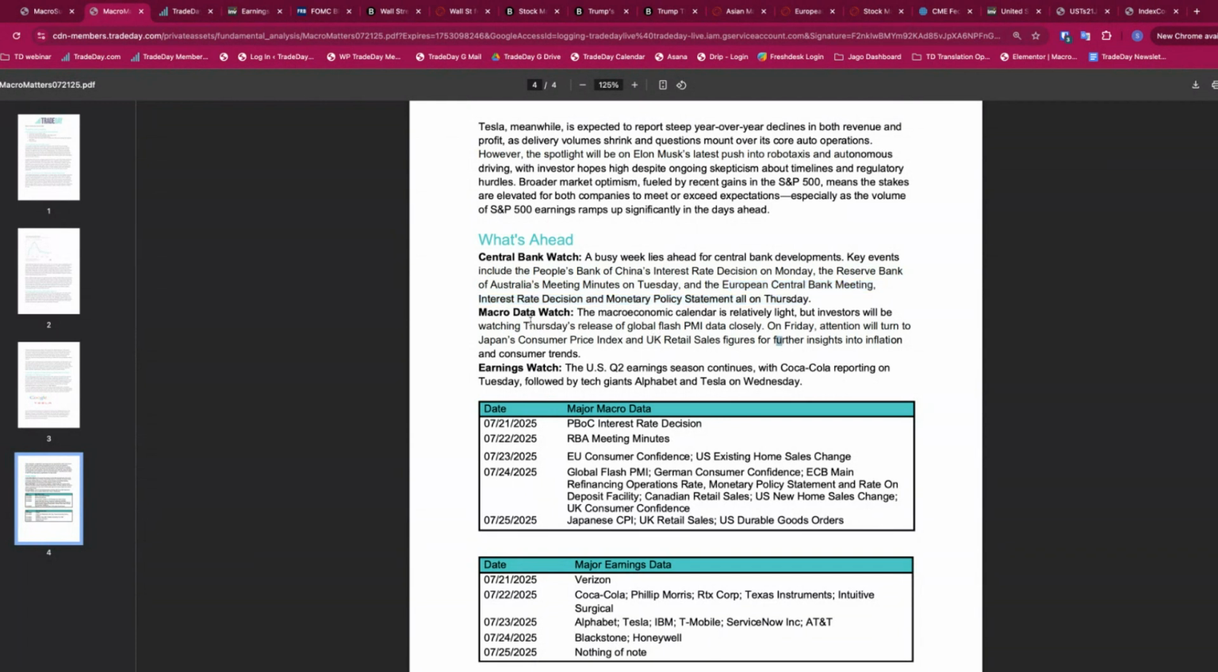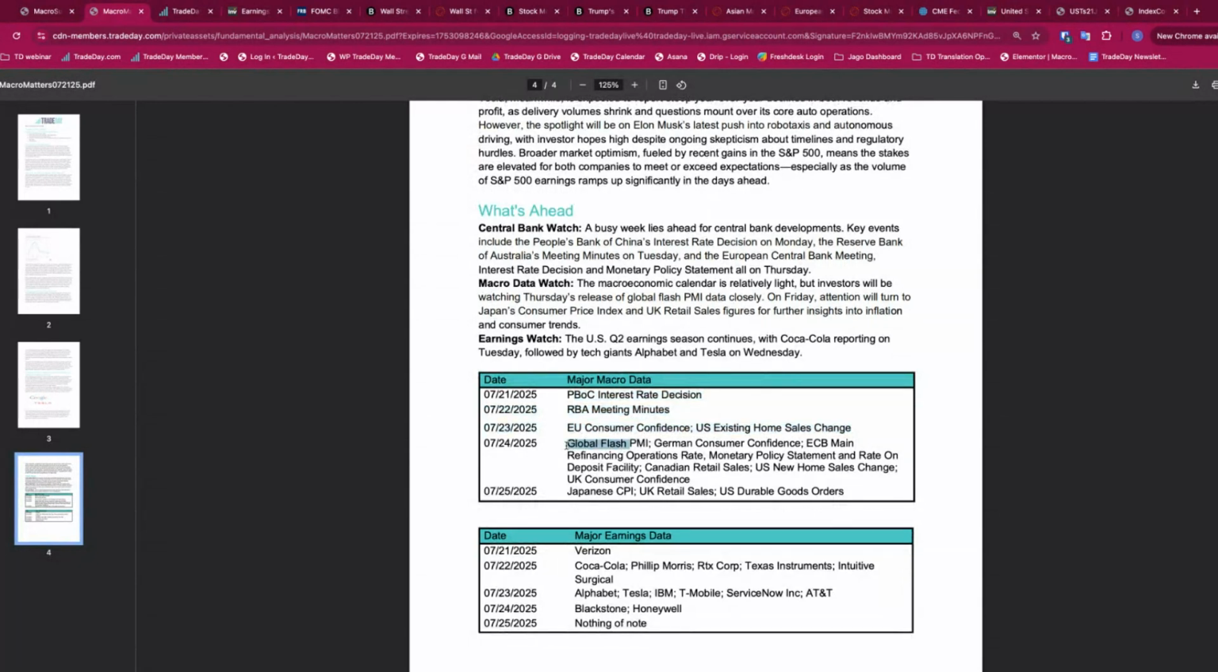On the data front, as I said, the PMI is the main data. That's Thursday, global flash PMI. You can see in here nothing of real note the first couple of days of this week, even the first three days. Existing home sales is not really a big piece of data. So Monday through Wednesday is very, very light out of the US.